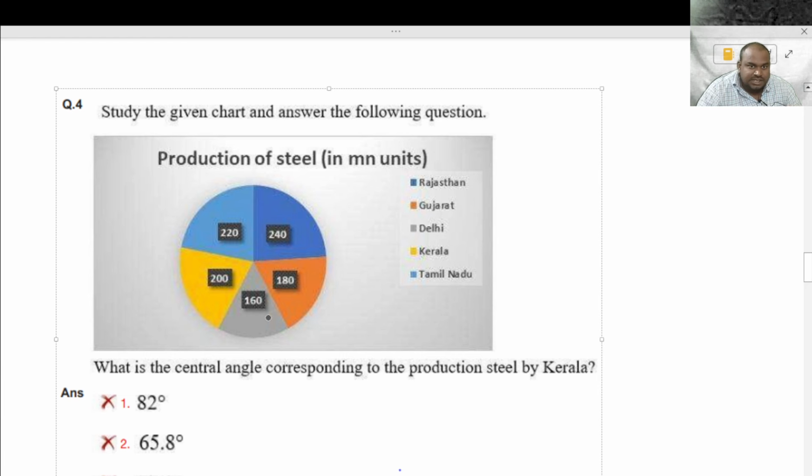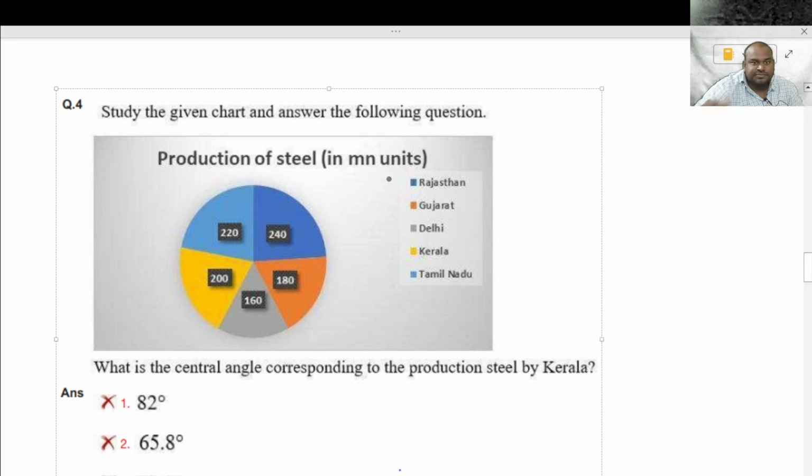In this pie chart, production of steel is given in terms of numbers, not in terms of degrees. We consider in total how many parts there are, and how many parts Kerala has. If you can do that, it will become easier for us, because obviously a circle is 360 degrees. So you have to proportion 200 to 360 degrees, and that would be the answer.